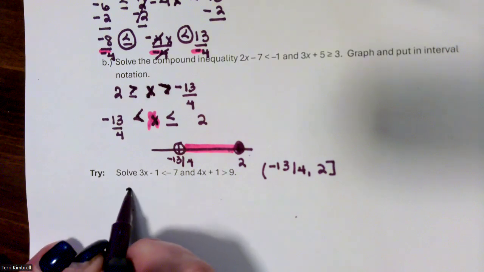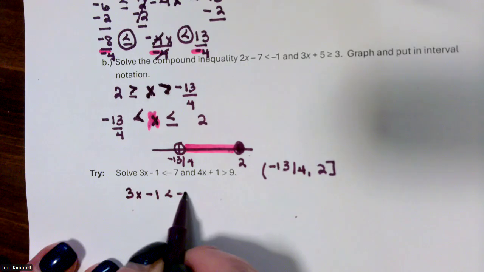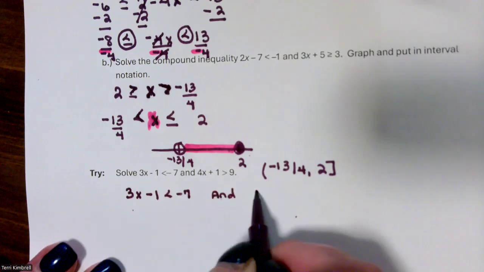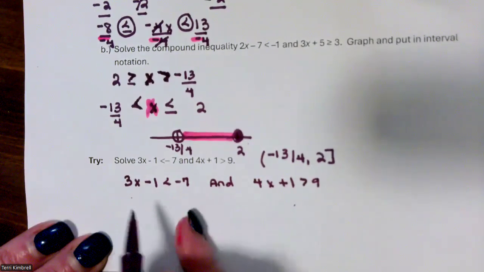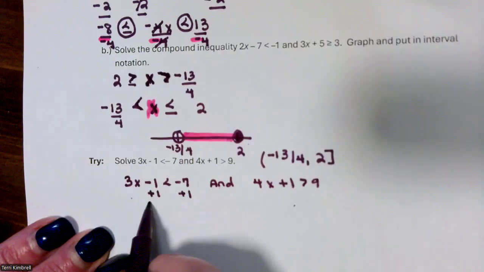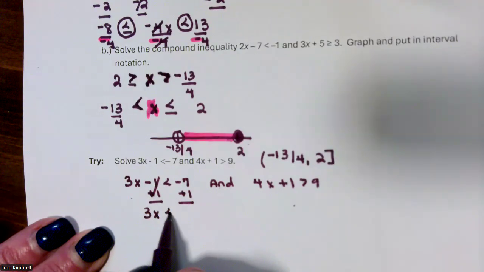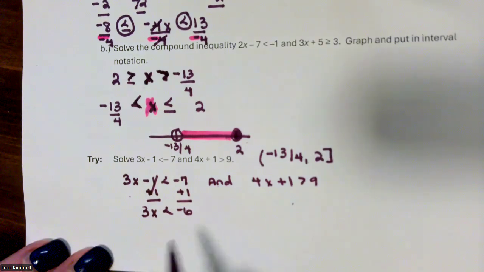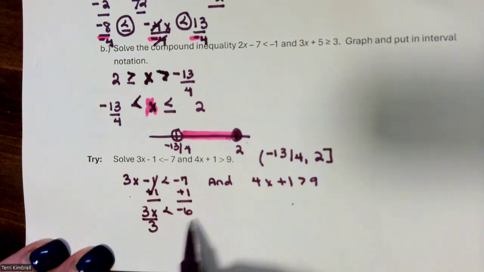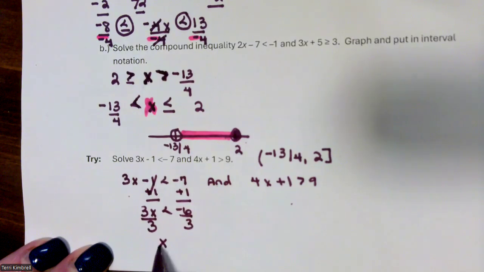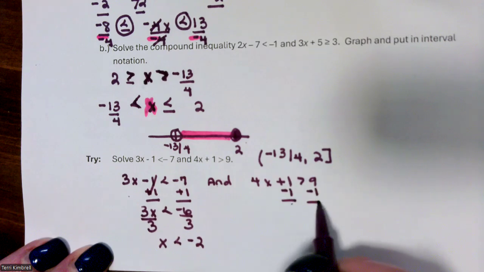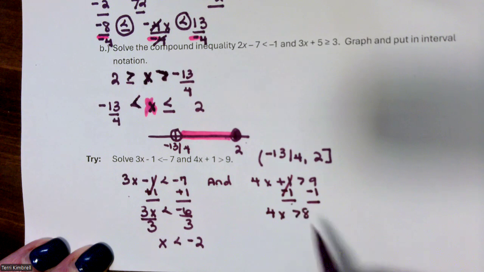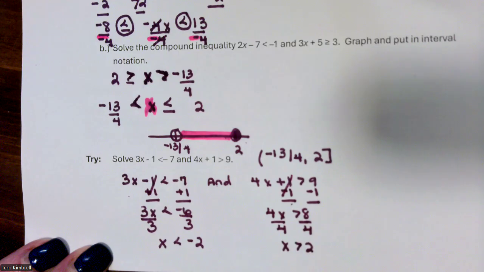Now, looking at this one, it has the word and. So we're going to separate those, and we're going to solve each problem. So I'm going to add my 1. Now, when I divide by a positive 3, I do not flip it. So this would be x is less than negative 2. Subtract 1. Divide by 4. x is greater than 2.